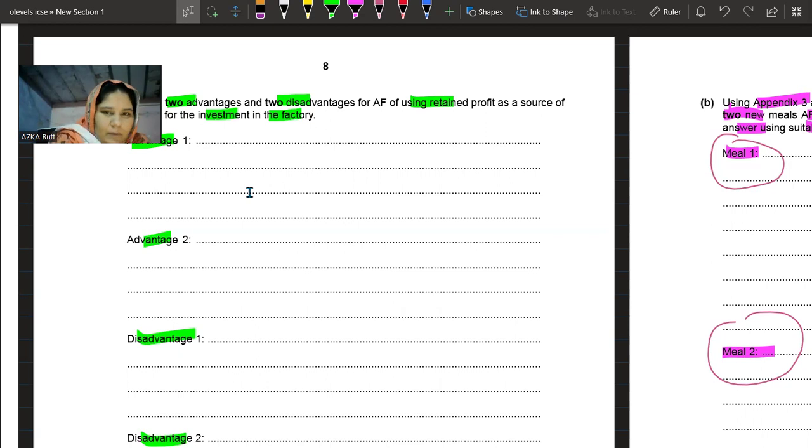And if we talk about its second disadvantage, if we are using the retained profit, it would reduce the payments to the owners. How? Because there is little return on the investment for the partners. So this would also be a disadvantage of using the retained profit.